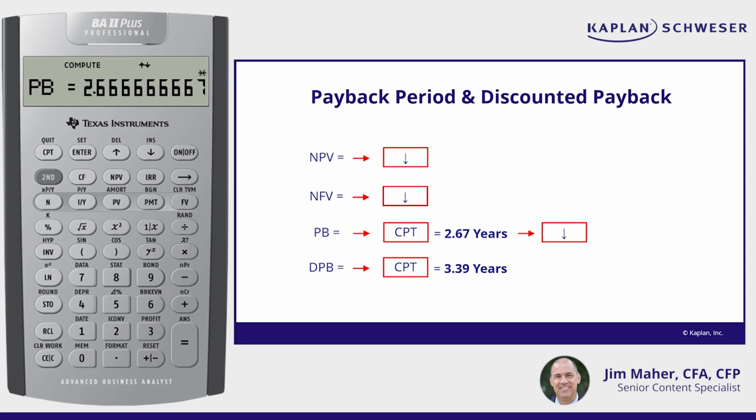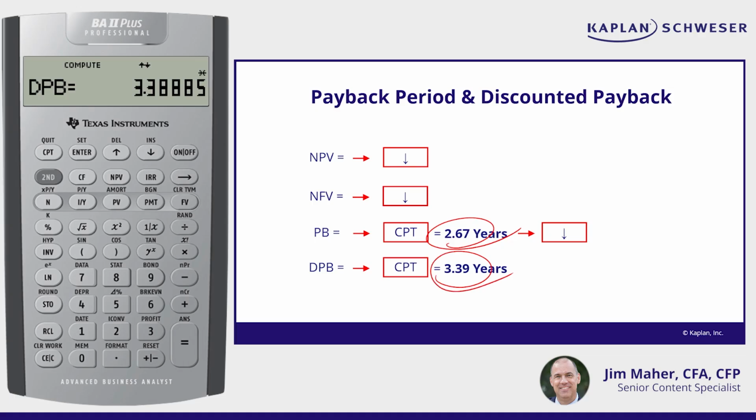We're going to go down here to payback, which is the PB function, and then you want to compute that. And what does that come up with? 2.67 years is the total time of payback here. And then lastly, we want to look at the discounted payback period. And as you can see, we're just going to press the down arrow once again, and we're going to compute that. And we can see we come up with 3.39 years.